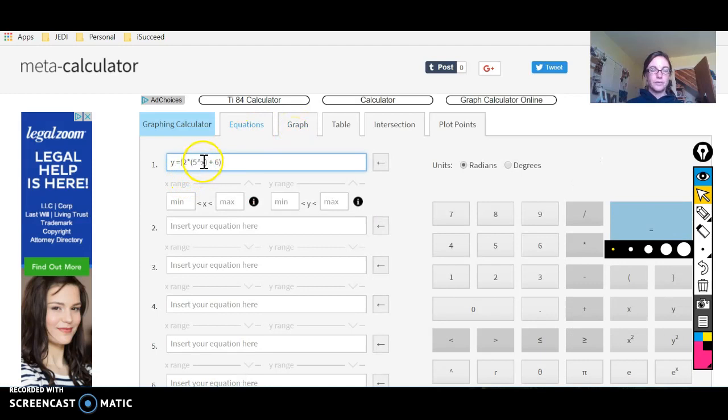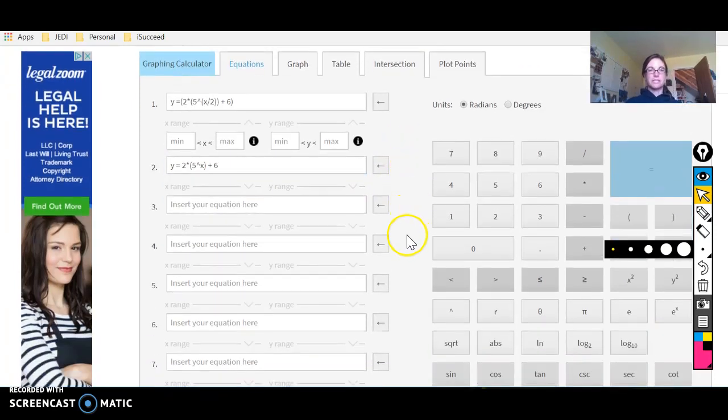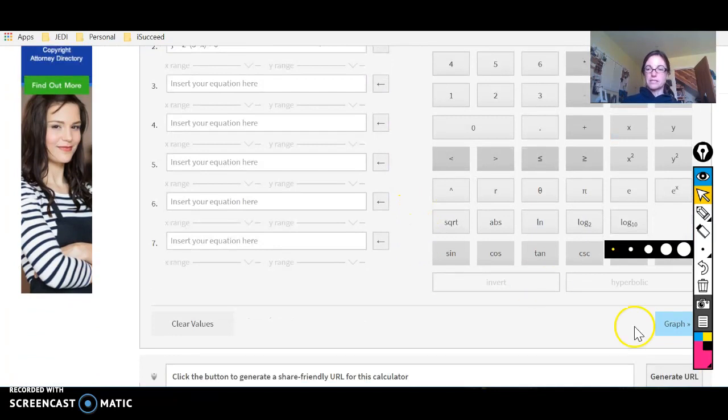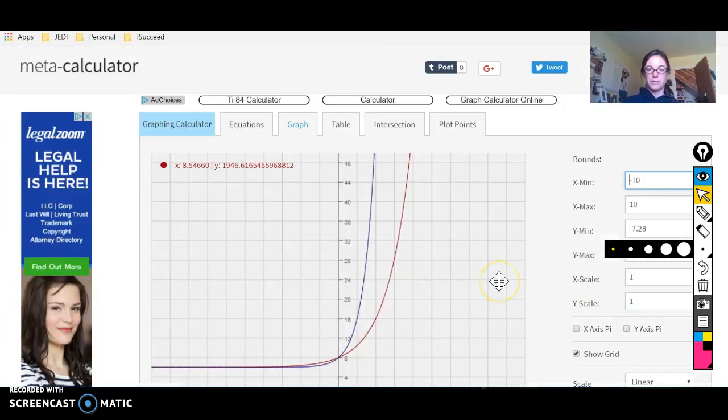Essentially what they're doing is for anywhere that there's an x in here, they would be dividing that x by 2. Let me go ahead and we're going to have both of these show up on the graph: 2 times 5 to the x plus 6. Now both of these are going to show up and you'll be able to see what happens with each. Hopefully they'll both show up.